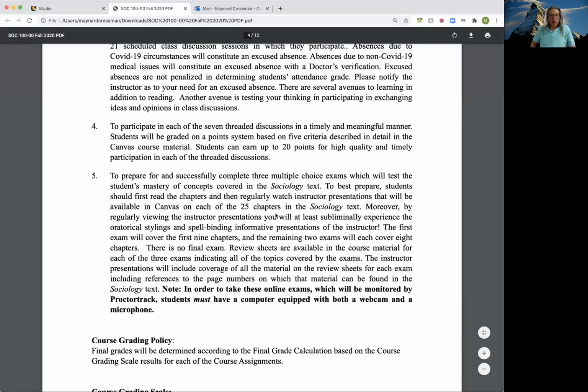The first exam will cover the first 9 chapters, and the remaining 2 exams will each cover 8 chapters. There is no final exam. Woohoo! Review sheets are available in the course material for each of the 3 exams, indicating all of the topics covered by the exams. So you will find this under assignments, under cumulative exams, where it indicates when the exams are going to take place. There's a review sheet for each of the exams. There is no question on any of the exams that's not on the review sheets.